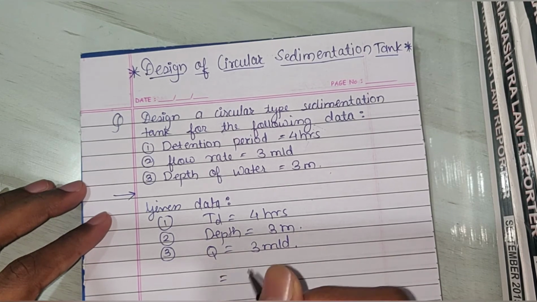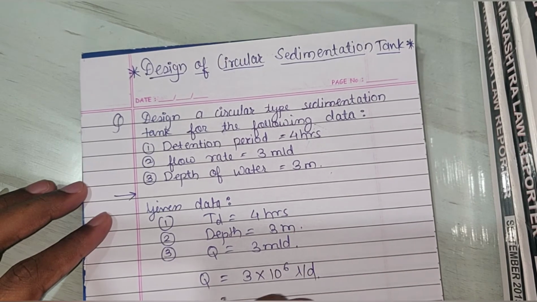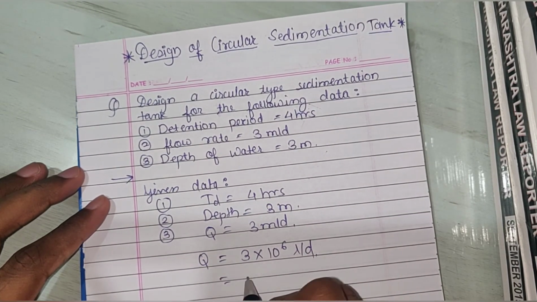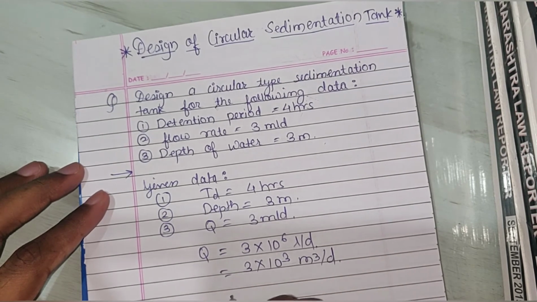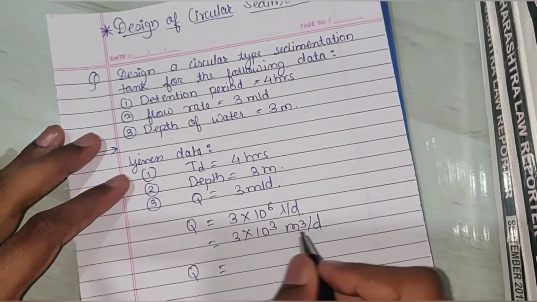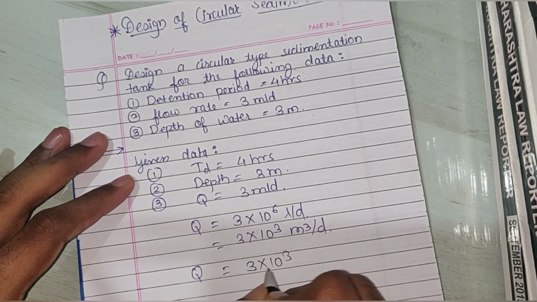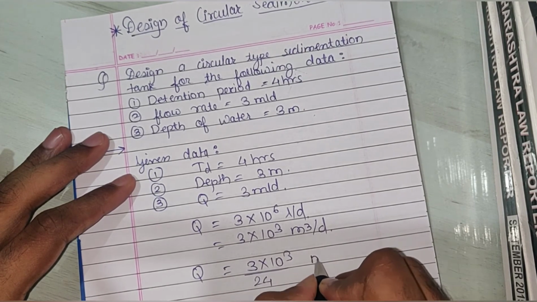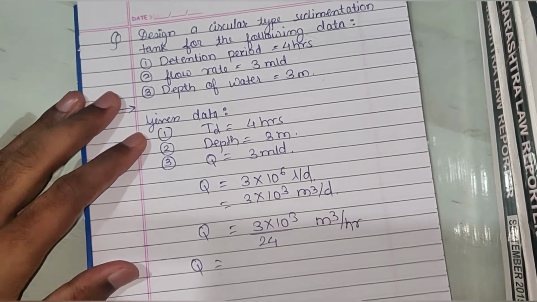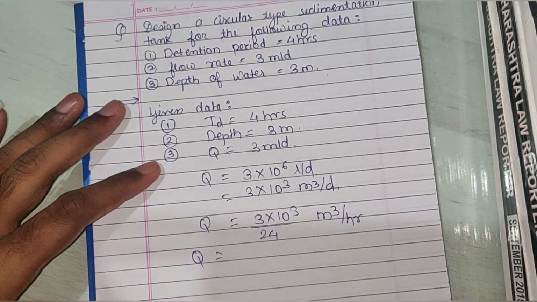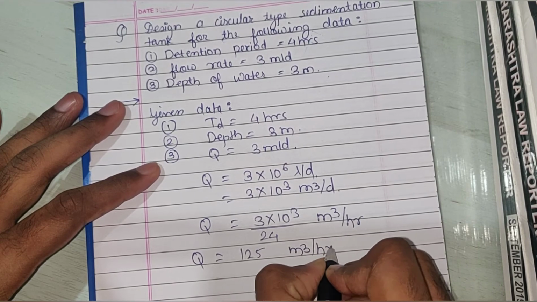So let's convert. We know that 3 MLD means 3 into 10 raised to 6 liter per day, and to convert 10 raised to 6 liter per day into meter cube per day is 10 raised to 3 meter cube per day. Now we have to convert meter cube per day into meter cube per hour. So 3 into 10 raised to 3 in 1 day, which is equal to 24 hours, is equal to meter cube per hour. After solving this, you will get the flow rate in terms of meter cube per hour, and the value is 125 meter cube per hour.